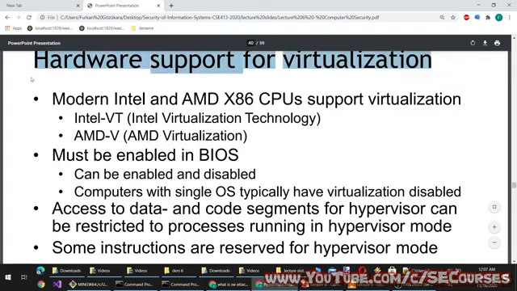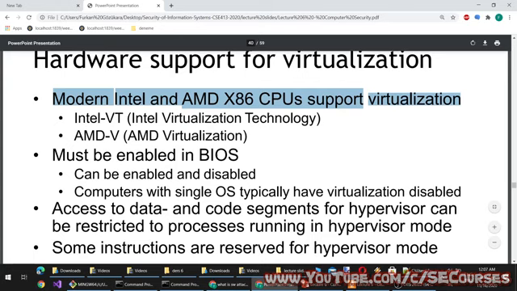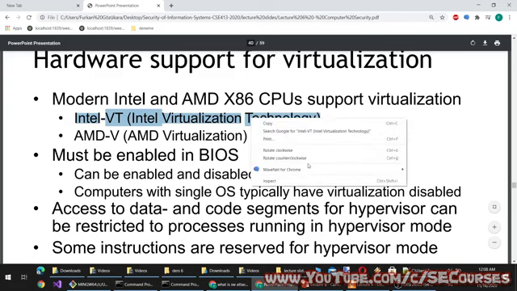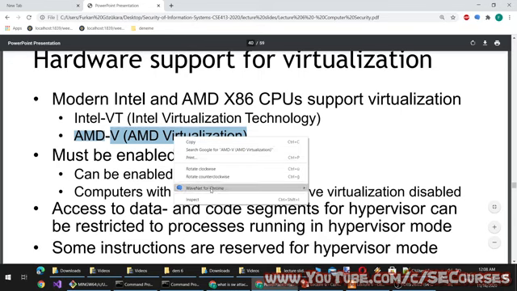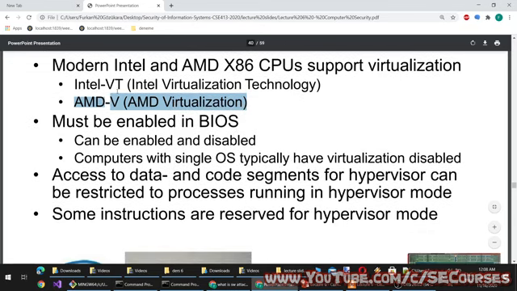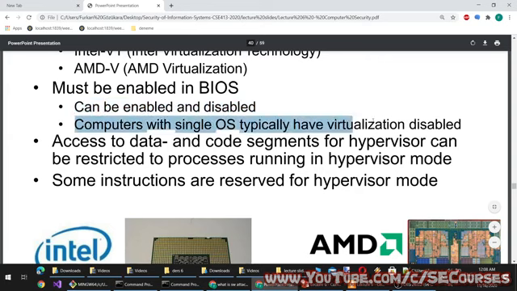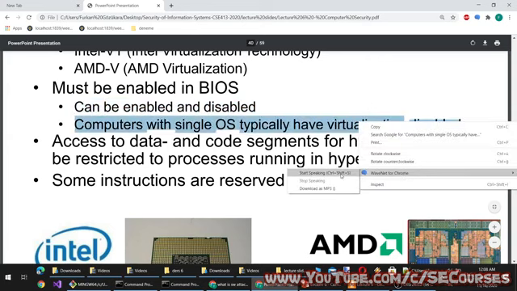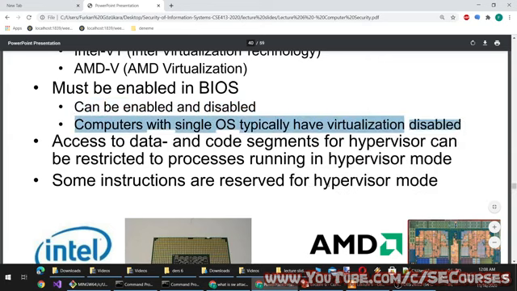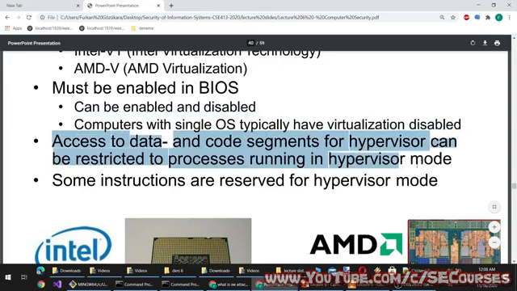Hardware support for virtualization. Modern Intel and AMD x86 CPUs support virtualization. Intel VT, Intel Virtualization Technology. AMD-V, AMD Virtualization. Must be enabled in BIOS. Can be enabled and disabled. Computers with a single OS typically have virtualization disabled.